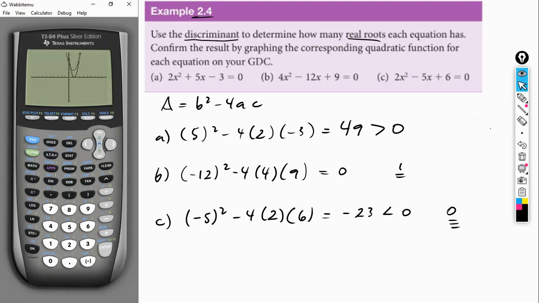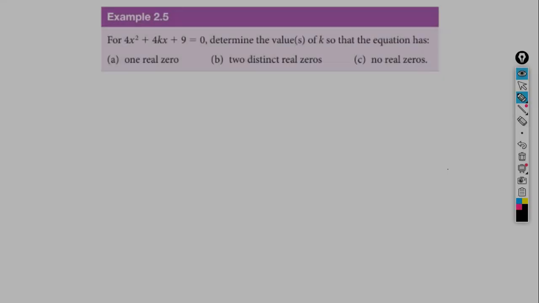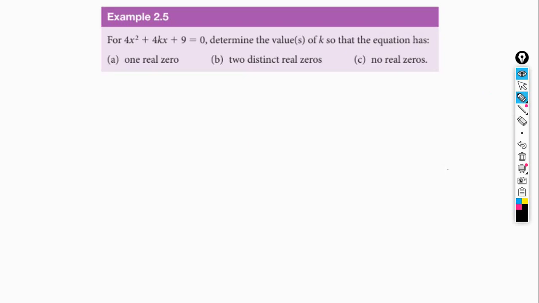Well, it's just above the other one, so I'm going to delete the first one, clear it out, so we have a better picture. So graph, and notice that this second equation does not cross the x-axis, and therefore it means that it has no real roots. So let's continue with example 2.5.